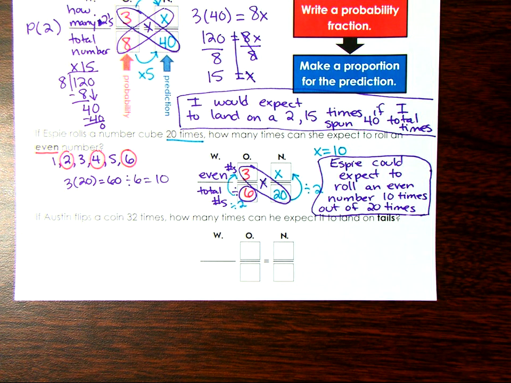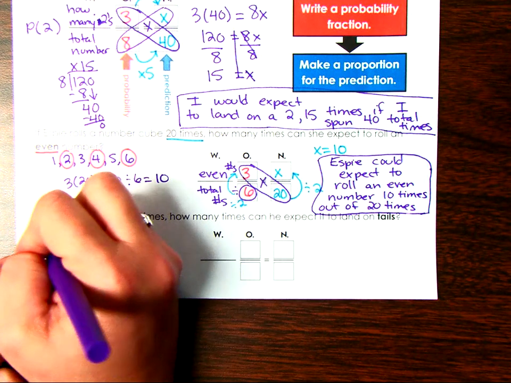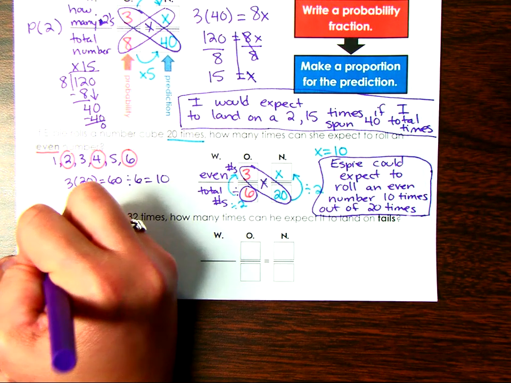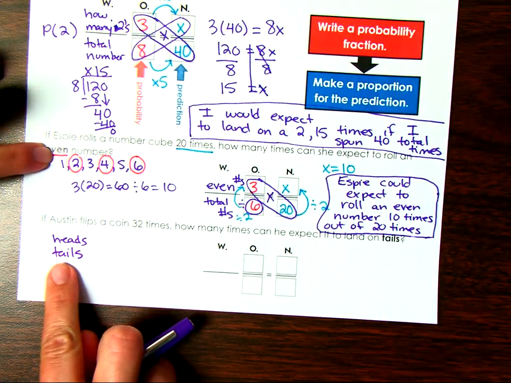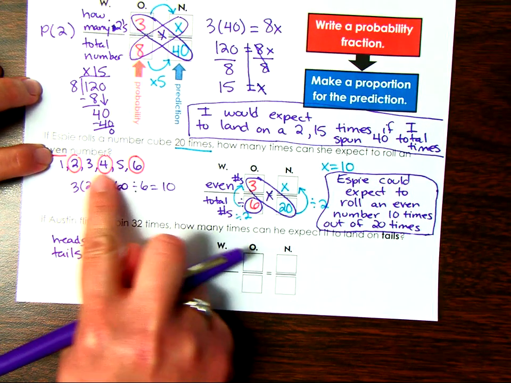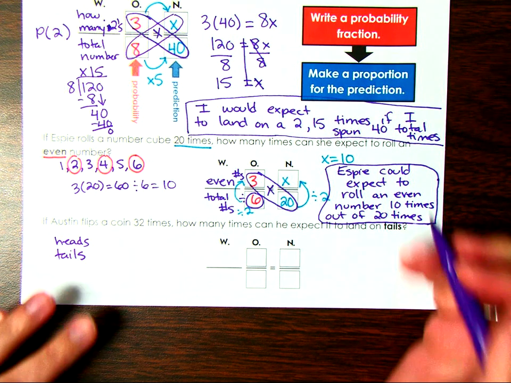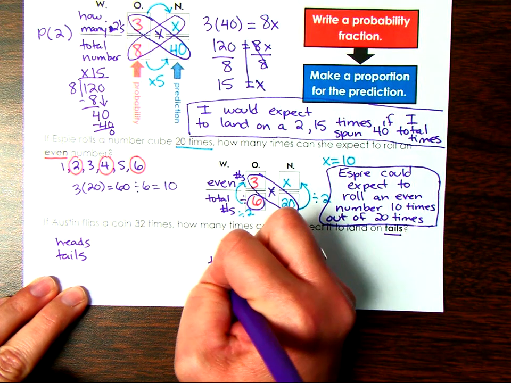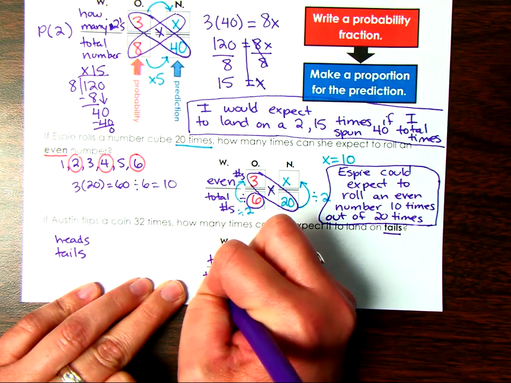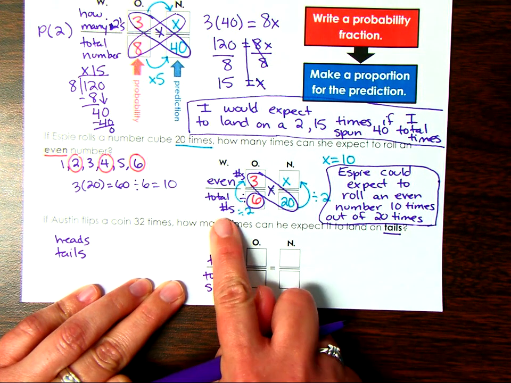It says, if Austin flips a coin 32 times, how many times can he expect it to land on tails? Well, first of all, if you have a coin, you either have heads or tails. So when we list these, this is called our sample space. What is our sample of what we could pick? So there's only heads or tails on this one. So we are looking specifically for tails. Okay, so tails out of total sides of the coin.